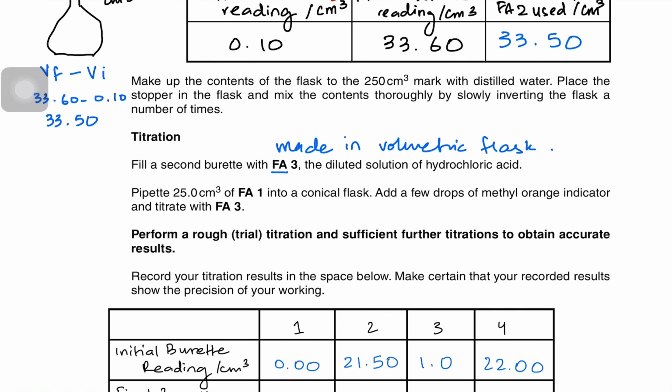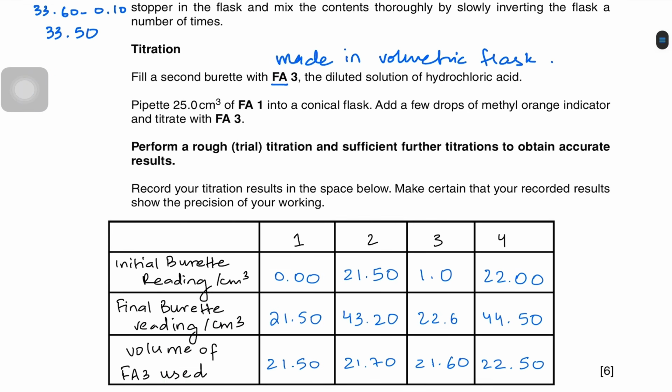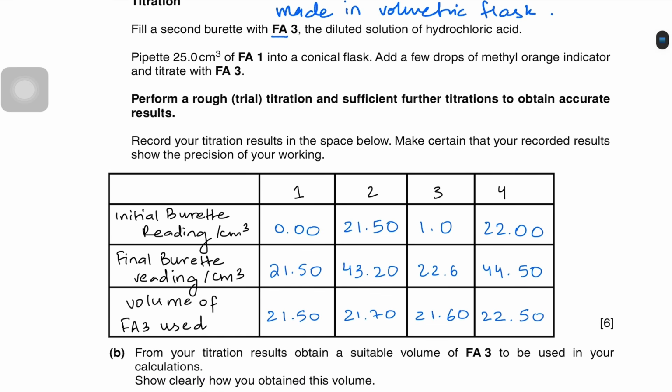Pipette 25.0 centimeter cube of Fa1 into a conical flask and add few drops of the methyl orange indicator and titrate with Fa3. Now I have already drawn a table with you guys and I want you to see how the table has certain errors. Note that the question here says perform a rough titration and sufficient further titrations to obtain accurate results. Now let's see few errors here.